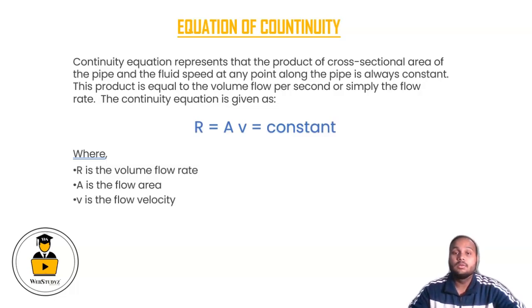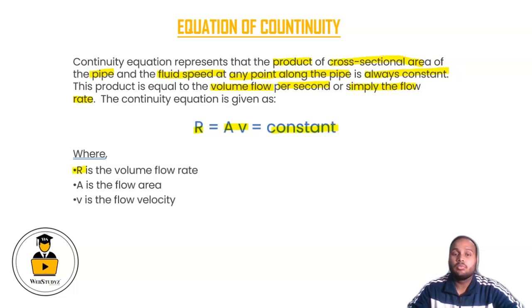I am Abhishek and today we will be covering equation of continuity, which is a very important topic in fluid dynamics. So equation of continuity basically represents that the product of cross-sectional area of pipe and the fluid speed at any point along the pipe is always constant. This product is equal to the volume flow per second, or simply the flow rate. Equation of continuity can be given as R equal to AV, which is equal to constant.